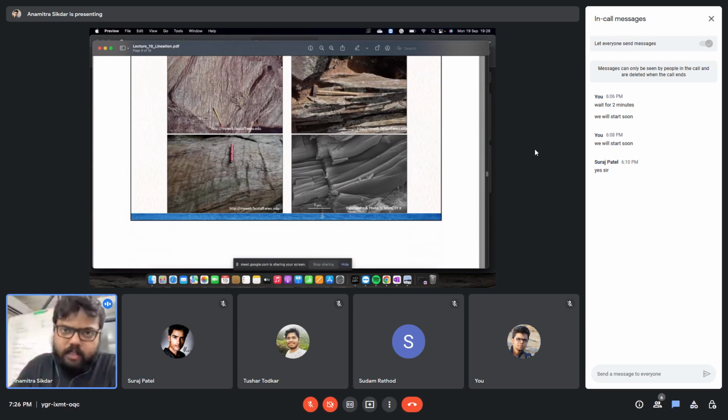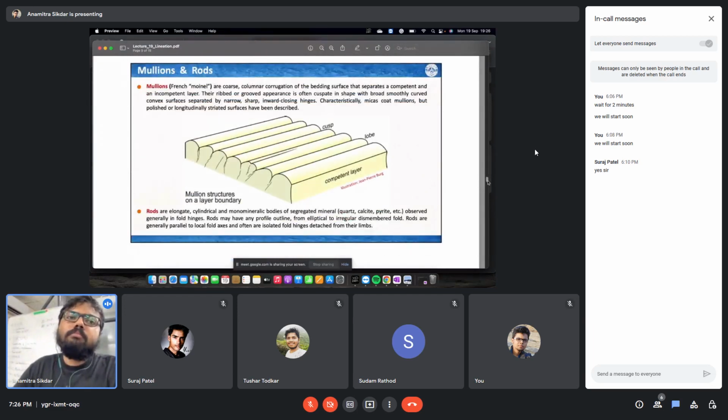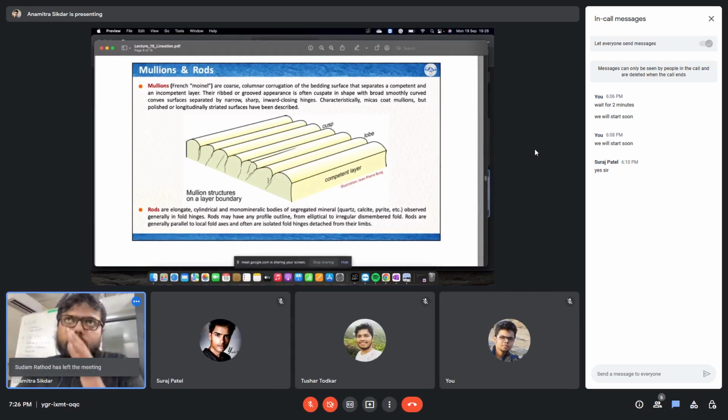the crenulation cleavages, right? Yeah, so these are mullions, a special kind of structure that you can find if you have a particular competency contrast. Not everything will always get folded, right? For a particular competency contrast, you can have these mullions. This competent layer will form a very sharp furrow or very sharp valley, and then you have a very gentle, smooth top, right? For example, this is at the scale of say 20 centimeters, so this entire thing can happen within 20 centimeters.